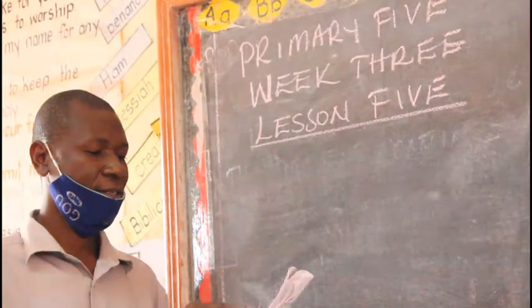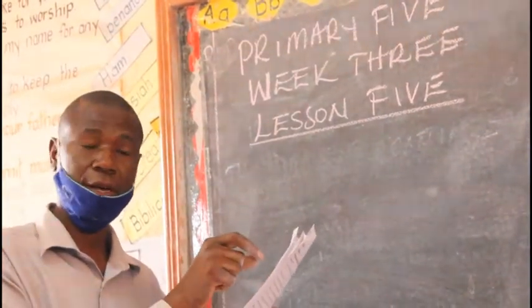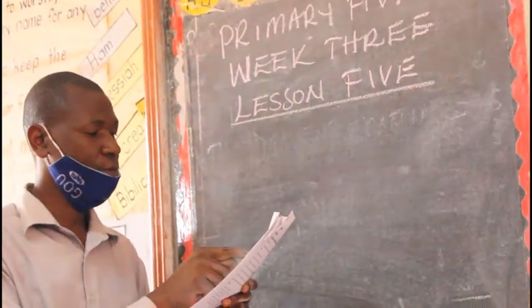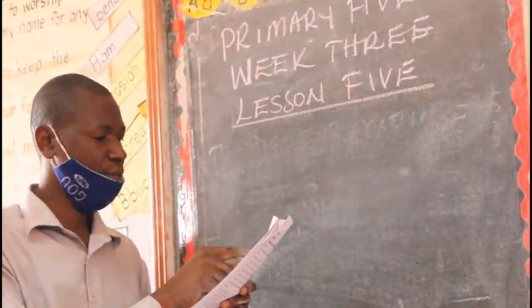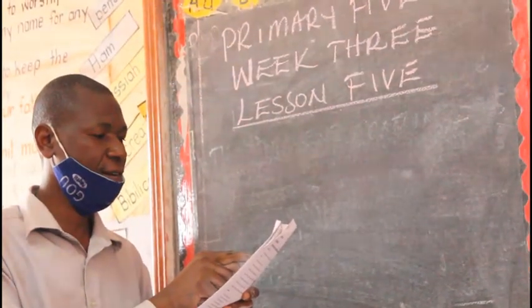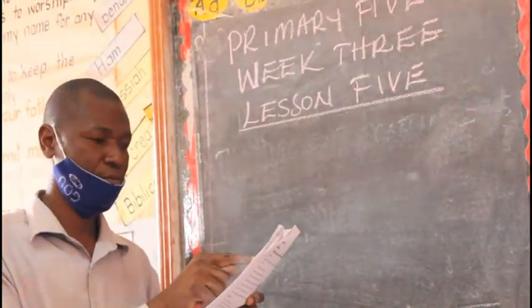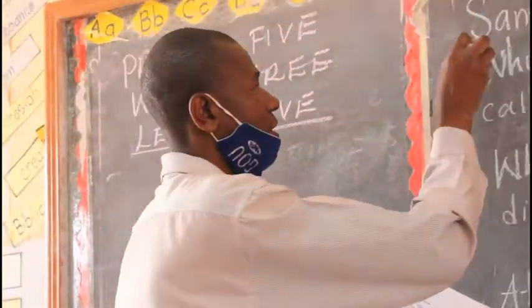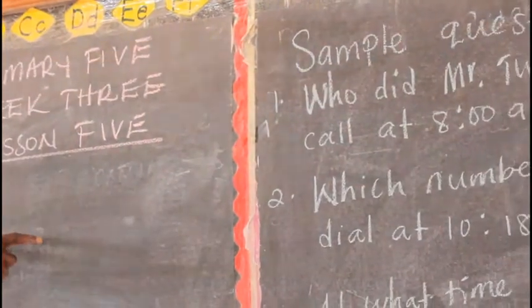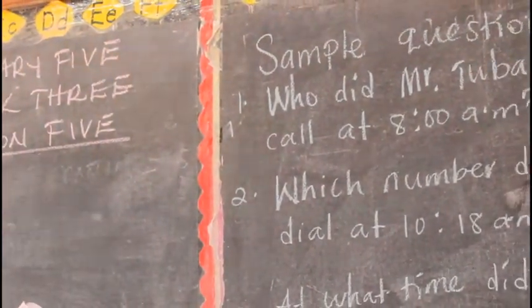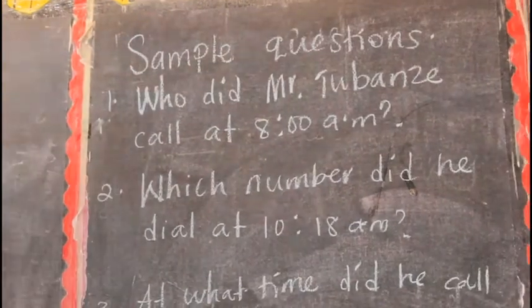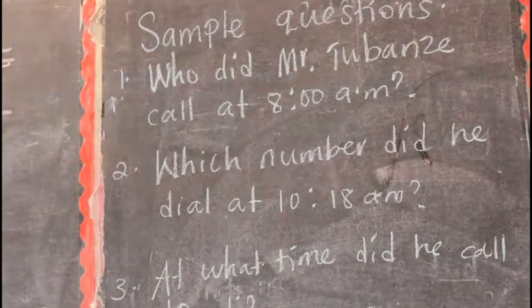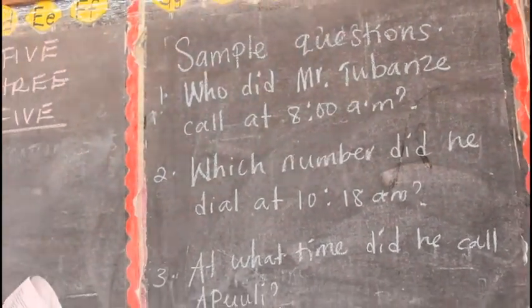So the table is here. You are going to see it there. So you are going to study that table there. It is in 3 columns. We have name of person called, number of receiver, and then time of call. Then we are going to look at the sample questions that follow the table. One of the questions is, who did Mr. Vanze call at 8 a.m.?